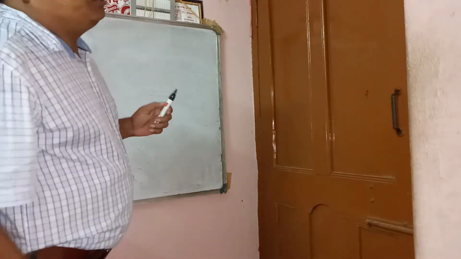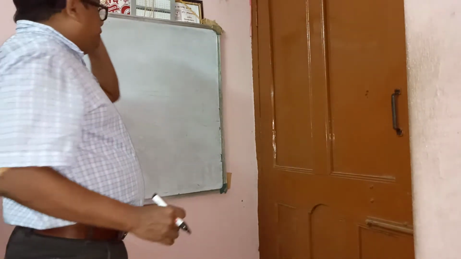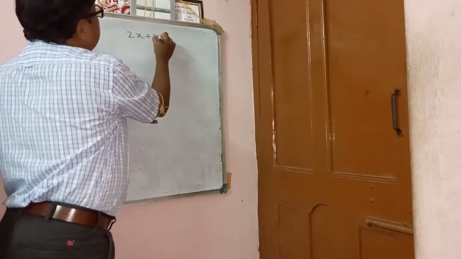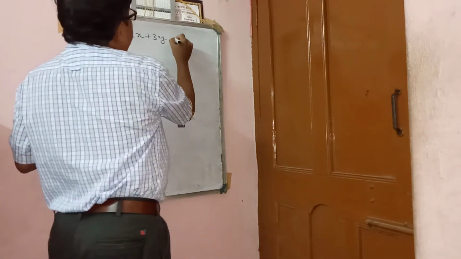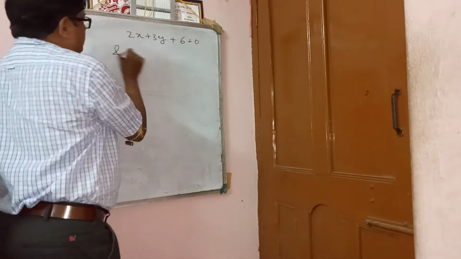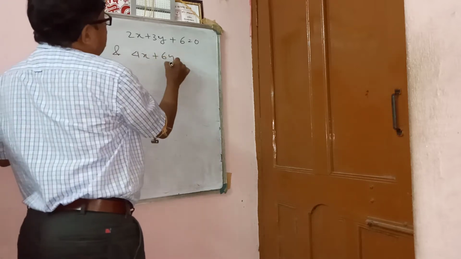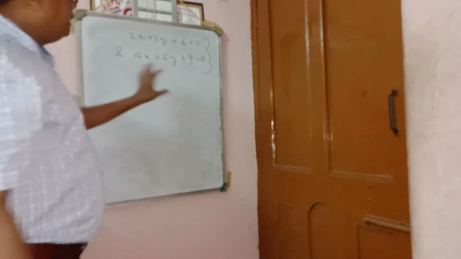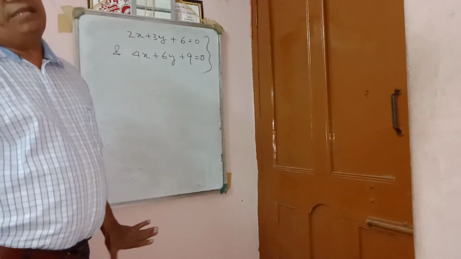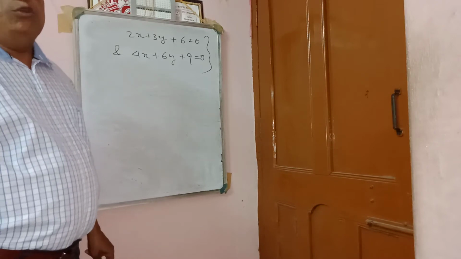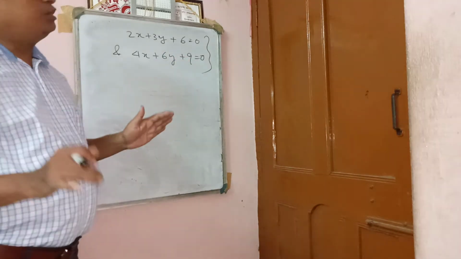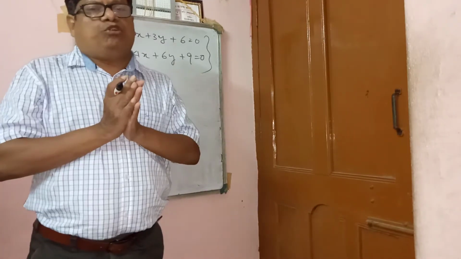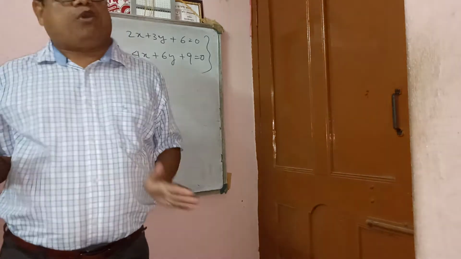Suppose 2x plus 3y plus 6 equal to 0 and 4x plus 6y plus 9 equal to 0 are given. Two lines are given. Prove that these lines are parallel. How to prove? These types of sums you always have to convert into y equal to m1x plus c1 form.